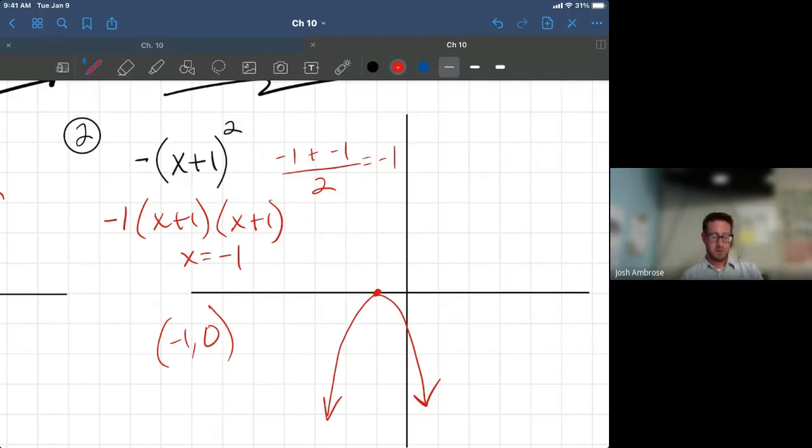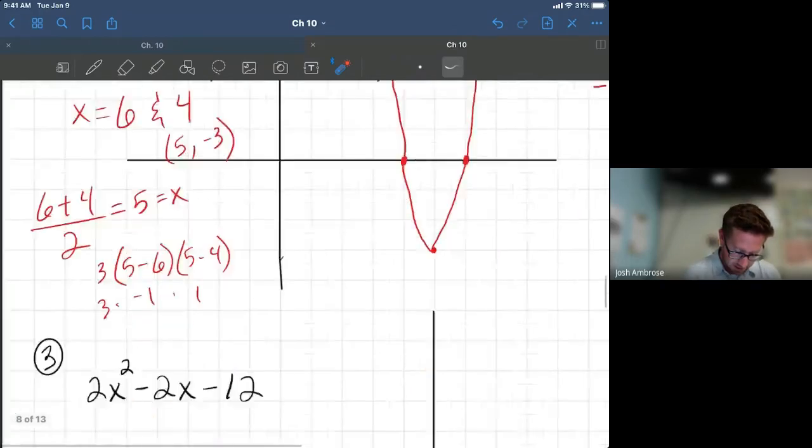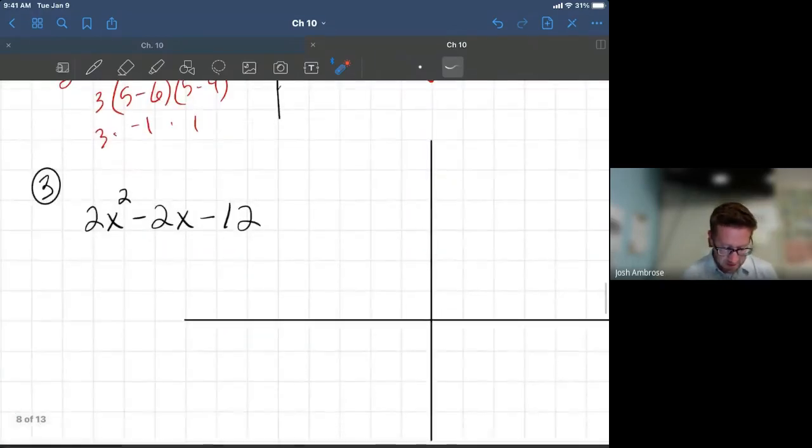Okay, downward opening parabola with a vertex that is actually the same thing as its x-intercept. All right, so that's number 2. Let's do our last one here. I wanted to give you one that was back in standard format.